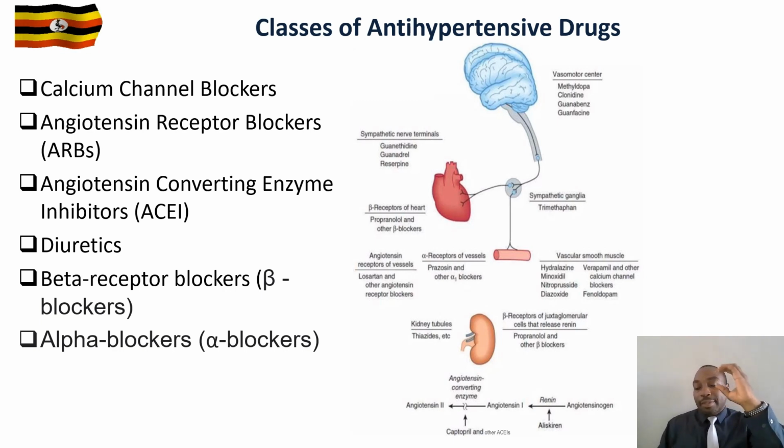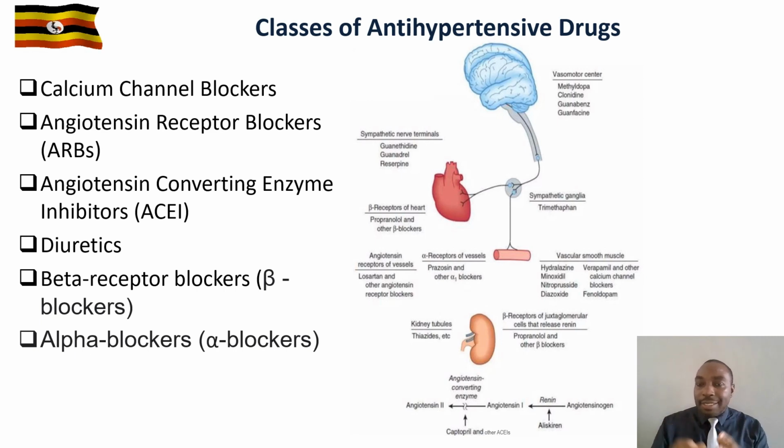They will remain wide and the blood pressure will drop. Then you have angiotensin receptor blockers. Also, those act on the renin-angiotensin system. And then you have diuretics, which make you urinate a lot so that you lose water and your blood pressure comes down. The beta blockers and alpha blockers work on the heart. So these are the antihypertensive drugs.